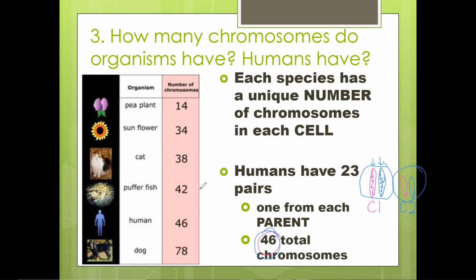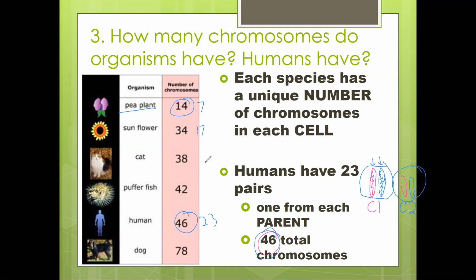Pea plants are going to have 14 chromosomes, or 7 pairs. Sunflowers are going to have 34 chromosomes, or 17 pairs. Cats are going to have 38 chromosomes. Pufferfish, 42. Humans, we have 46, or 23 pairs. Dogs actually have 78 chromosomes.